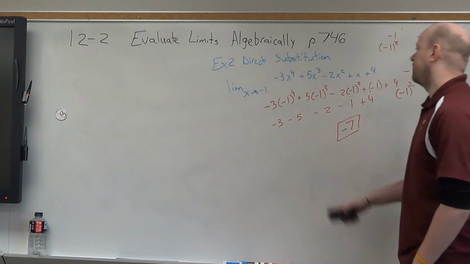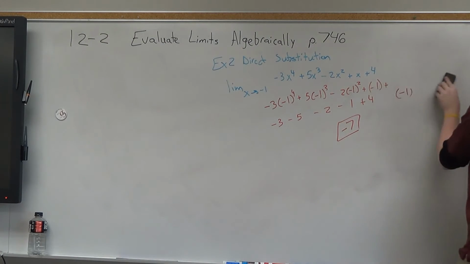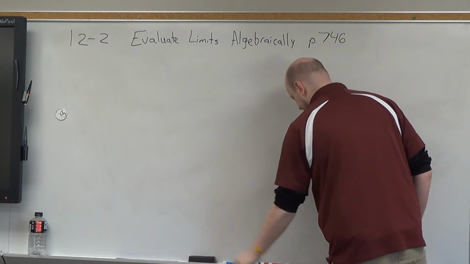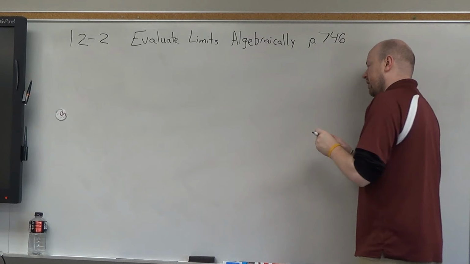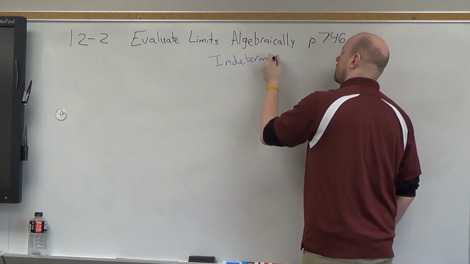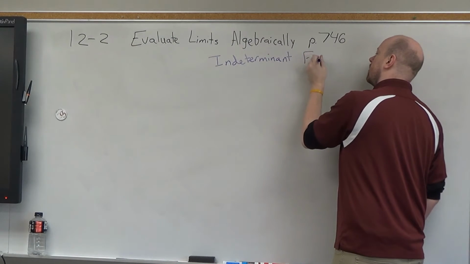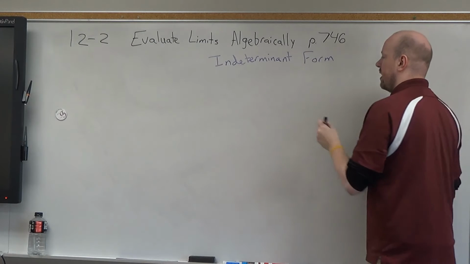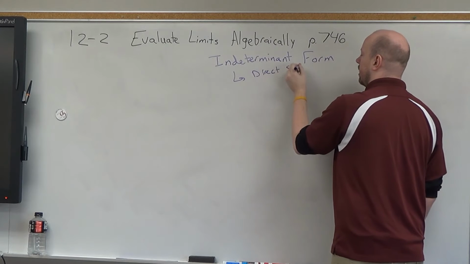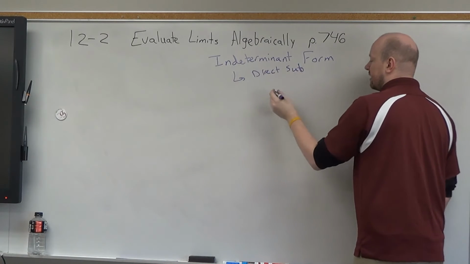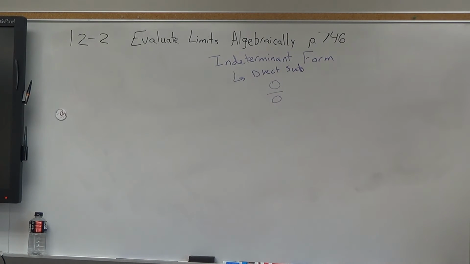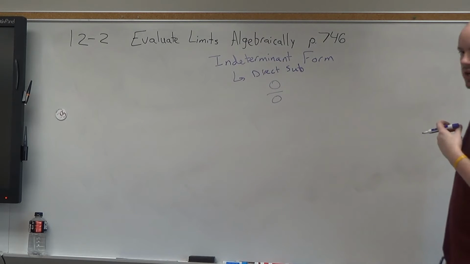Now, direct substitution helps us in a lot of cases, but not all of them. Namely, dividing by 0 and radicals. So we have to figure out ways to get around those. First, we're going to talk about what's called the indeterminate form. The indeterminate form is when you direct substitute and it gives us 0 over 0. Okay, this isn't very good.